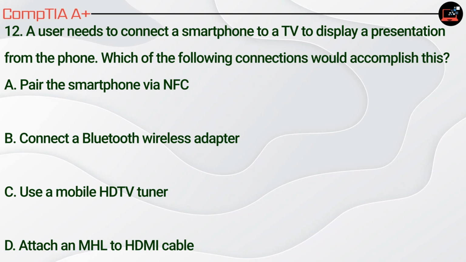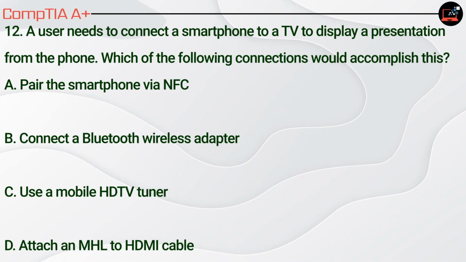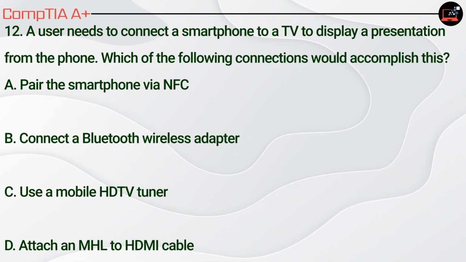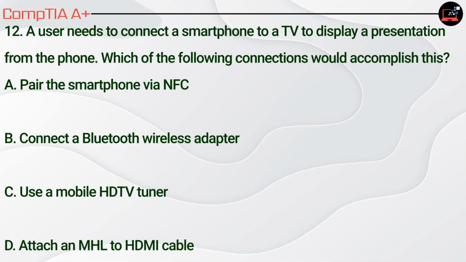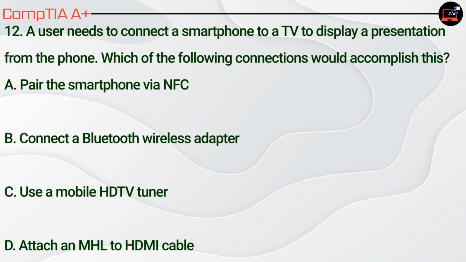12. A user needs to connect a smartphone to a TV to display a presentation from the phone. Which of the following connections would accomplish this? A. Pair the smartphone via NFC. B. Connect a Bluetooth wireless adapter. C. Use a mobile HDTV tuner. D. Attach an MHL to HDMI cable.